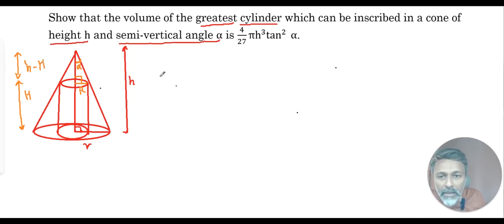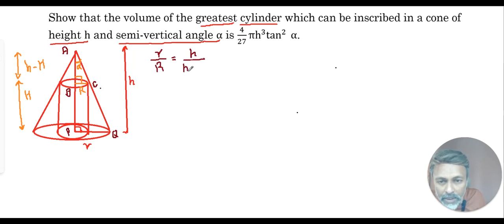By similarity of triangles, we know triangle ABC is similar to triangle APQ, 90 each and a common angle. So if the two triangles are similar, the ratio of their radii, that is r upon R, is equal to the ratio of their heights, which is h upon H minus h. We want to maximize the volume of the cylinder. Volume of the cylinder is given by pi r square h.